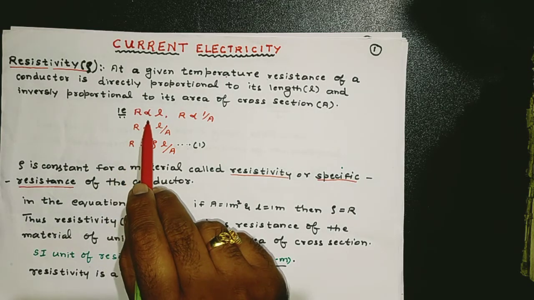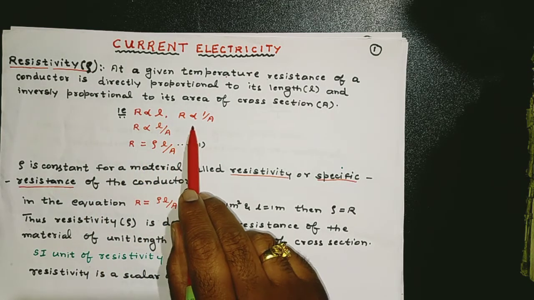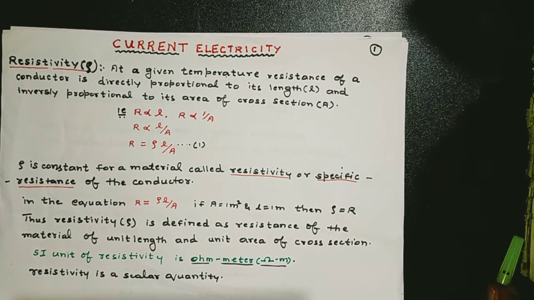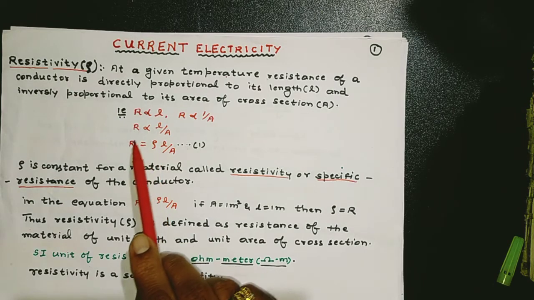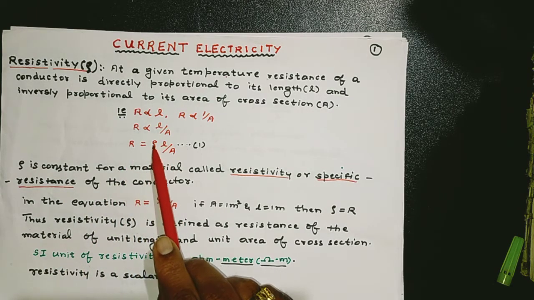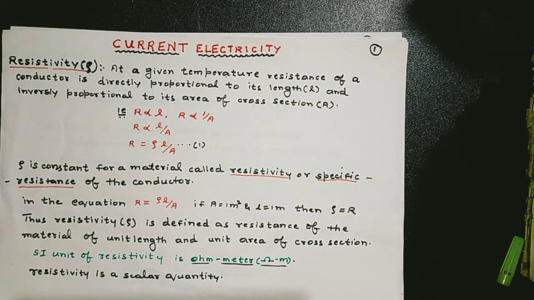Mathematically, R is directly proportional to length and R is inversely proportional to area of cross section. Or combining the two, you can say that R varies as L by A. Or removing the proportionality sign, if I introduce the equality sign, R is equal to some constant rho into L by A, where rho is a constant of proportionality.